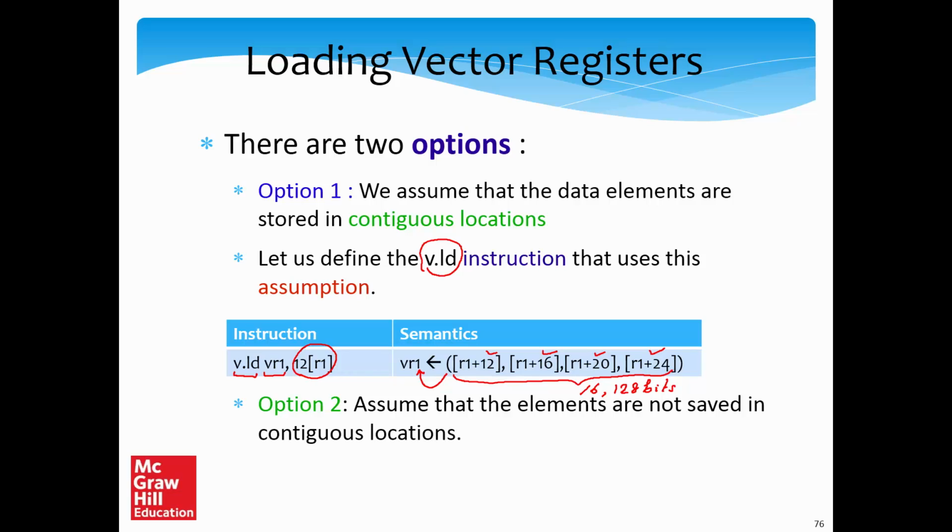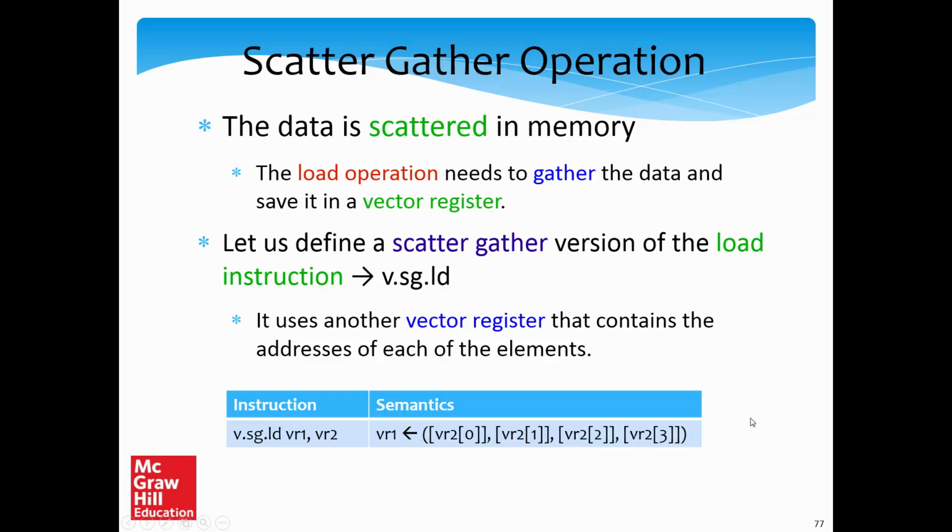So this is simple. The other option is slightly more difficult, but not that difficult. We assume here that the elements are not saved in contiguous locations. They are stored in any random location. Such an access pattern is known as a scatter-gather access pattern. The reason is that the data is scattered in memory, so the load operation needs to gather all the data and save it in a vector register.